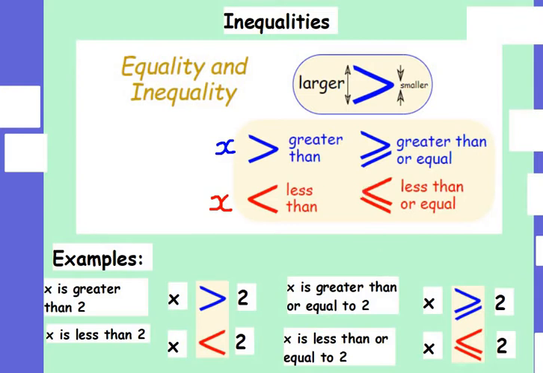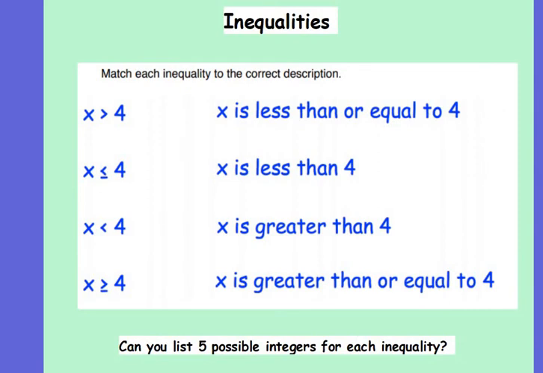4 different inequalities. Let's see if we can work with them. Okay, Year 8, can you pause the video for 5 minutes and in your light blue books, have a go at matching each of these inequalities to the correct description, and for each one, can you list 5 possible integers that x could take? For example, if x is greater than 4, it could be 5, 6, 7, 8, etc. Pause the video and complete that in your light blue books now, please.